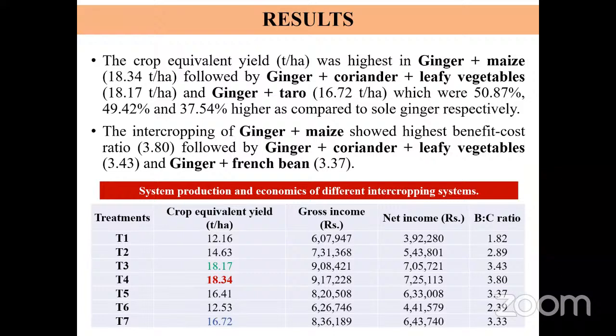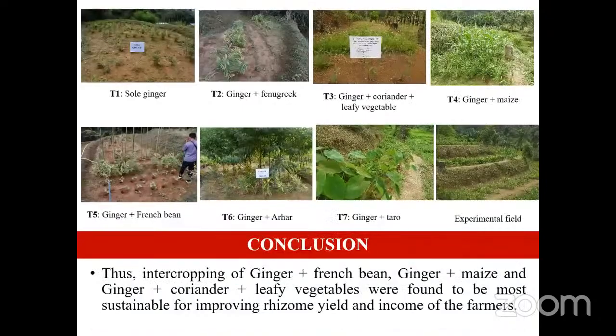Yes. So with respect to yield, ginger and French bean give the best, but with respect to BC ratio, ginger and maize gives the best result. That's why we finally give our recommendation based on the economics. Yes, that's right. Thank you.